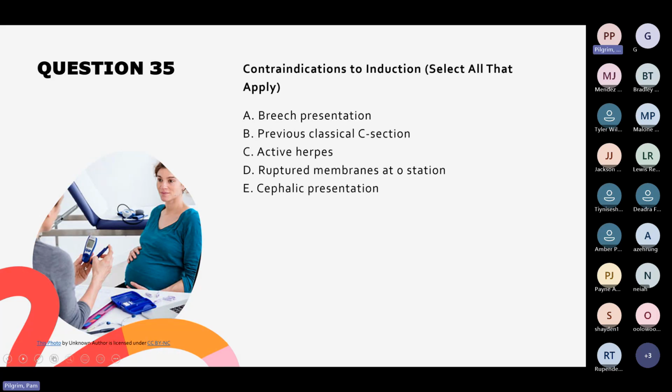What are some of the contraindications of induction? Select all that apply. Which people would not be induced?